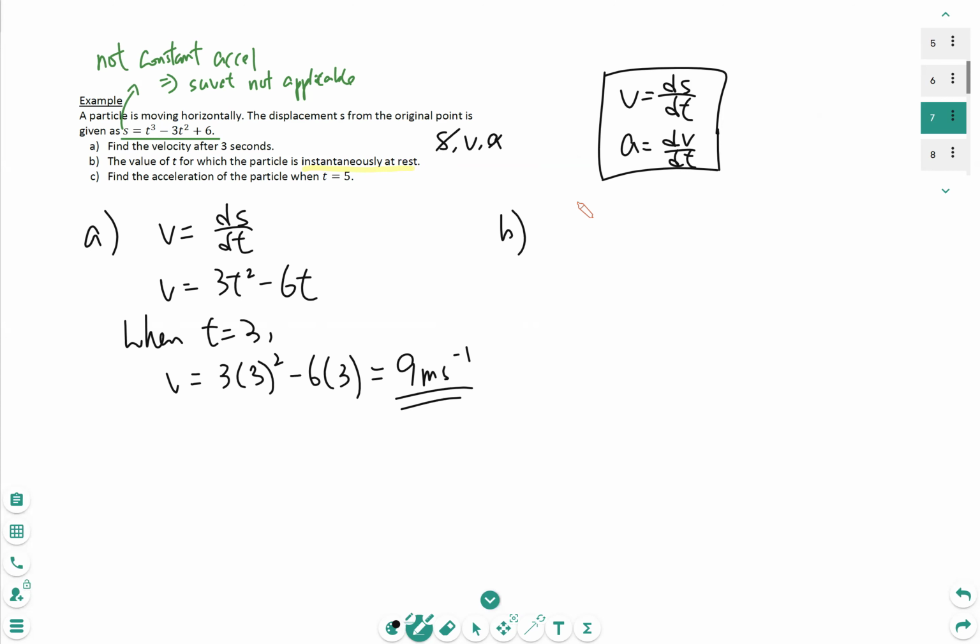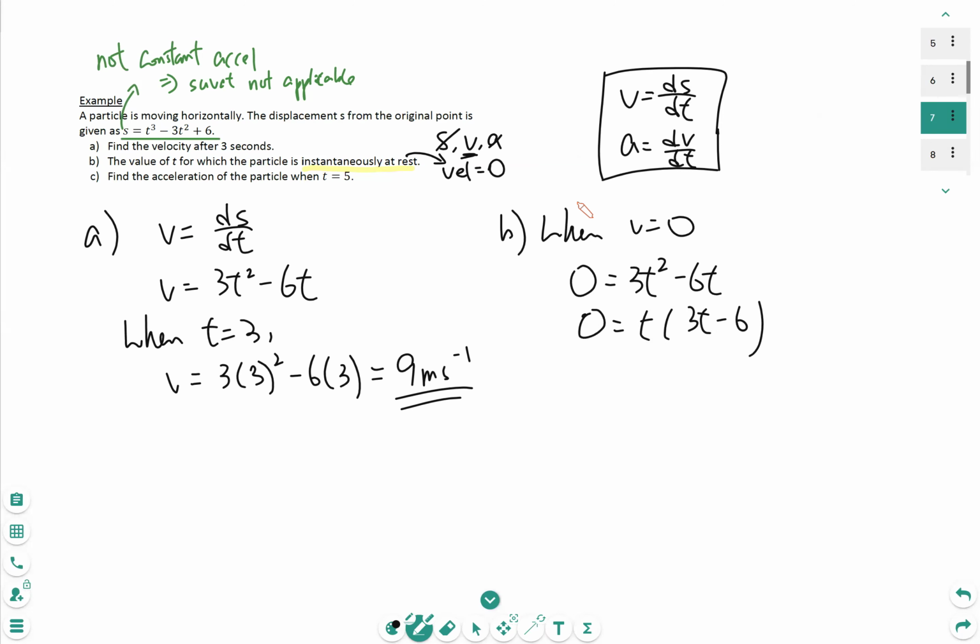When you're instantaneously at rest, it means the velocity equals 0. This will happen quite often in mechanics, so pay attention to that. So v is 0, and we know 0 equals 3t squared minus 6t. We should factorize the t, or put it in a calculator, and you should get t equals 0 or t equals 2. t equals 0 means the particle started from rest, which makes sense. So t equals 2.